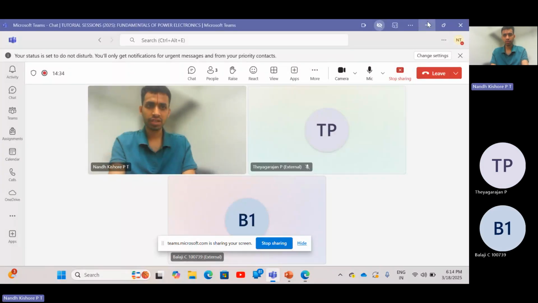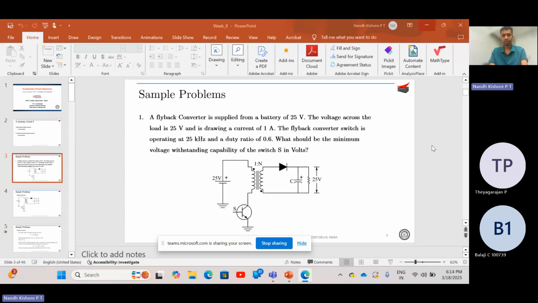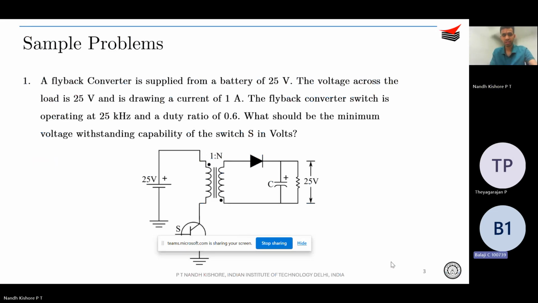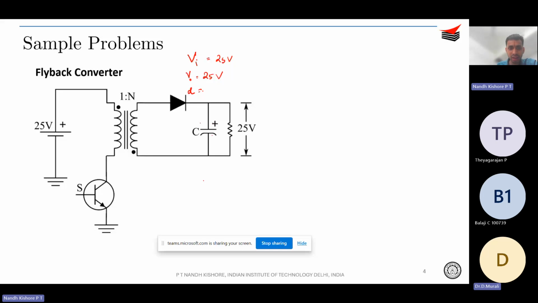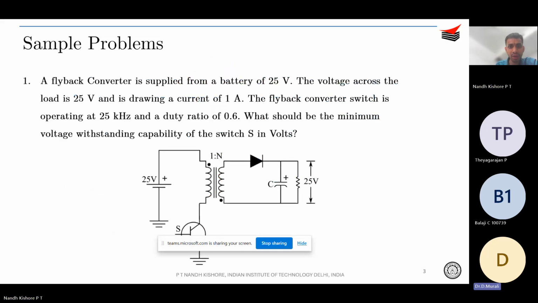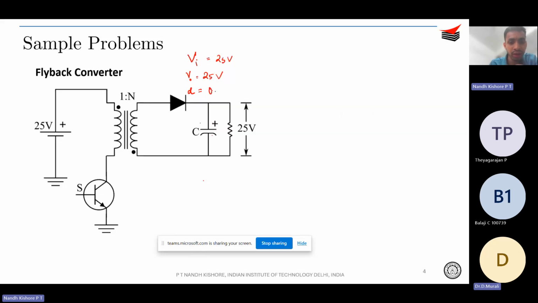Sorry for that, I just lost connection. Okay, so as I was telling, please do draw the circuit diagram. So this is a basic question. So this is your flyback converter, and this is something that's already given in the problem, right? And the information that you have is Vi is 25 volts, V naught is also 25, and the duty cycle is, I guess, 0.6, right? Okay. So your duty cycle is 0.6.